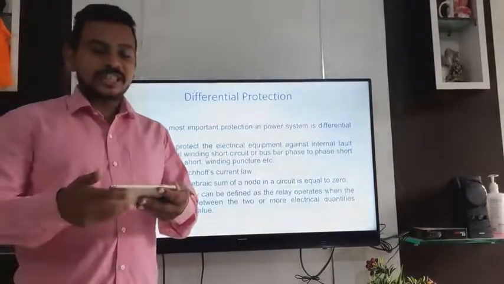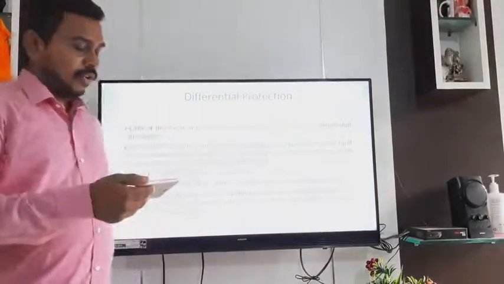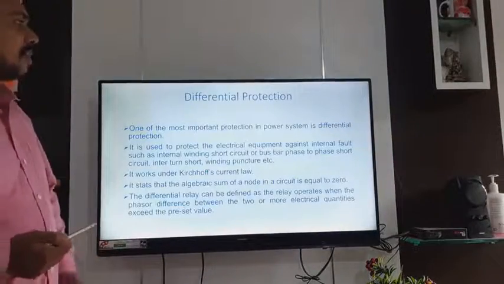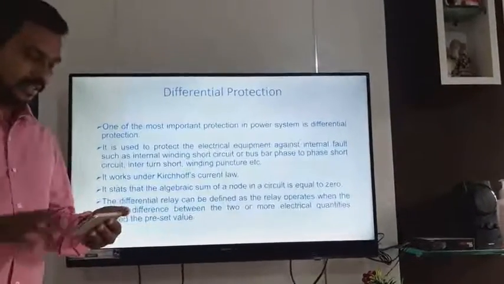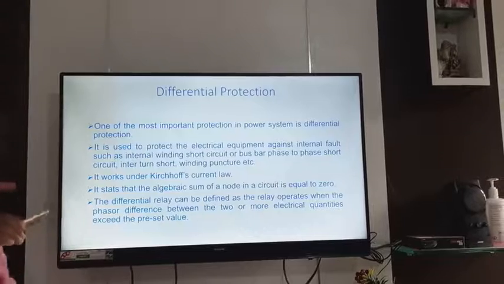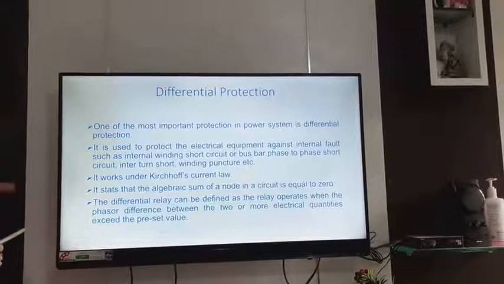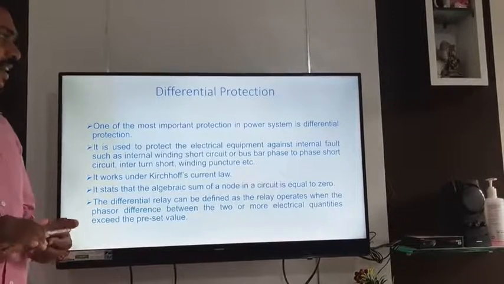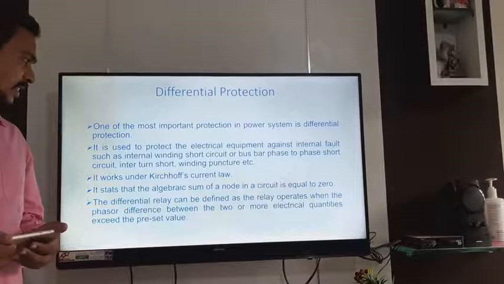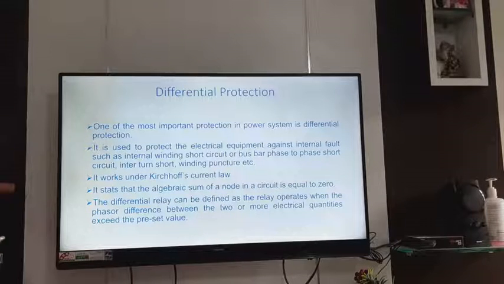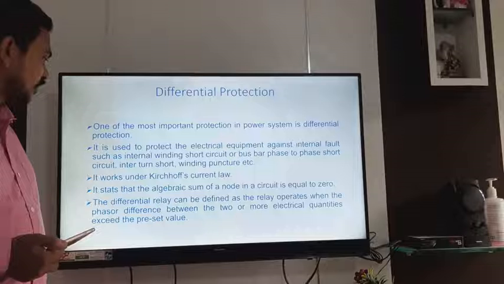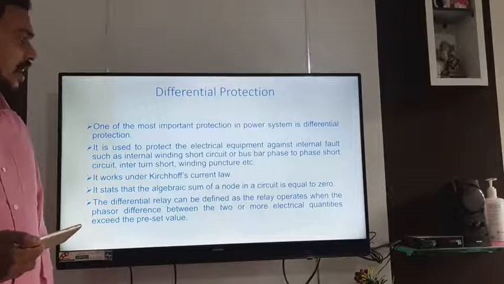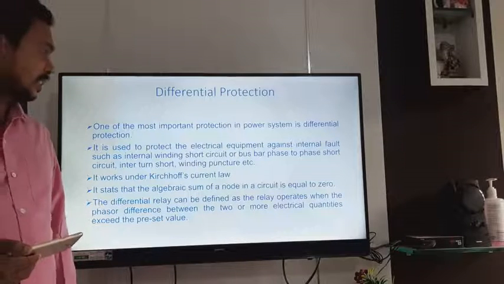Okay, so first of all, what is differential protection? One of the most important protections in a power system is differential protection. It is used to protect electrical equipment against internal faults such as internal winding short circuit, bus bar phase to phase short circuit, internal short and winding puncture, etc.